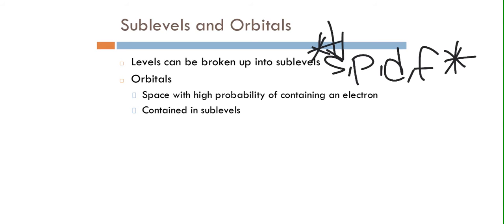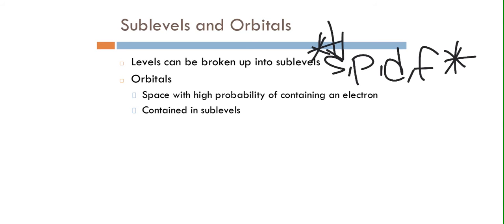Let's talk about orbitals, though. Orbitals. This is actually the location that you can typically find an electron. So a space with high probability of containing an electron. The orbitals are found within the sublevels. So we started at the level, we went to sublevel, and now we are going from sublevel to orbital. Each sublevel can now hold so much. I'm going to give you an analogy in class, so don't freak out if you still don't get this. Orbital is a space with a high probability of containing an electron.